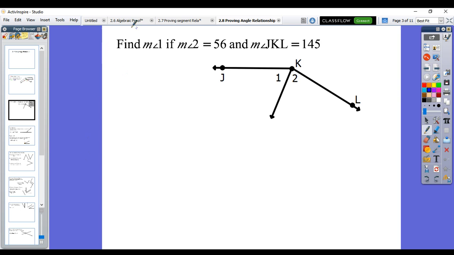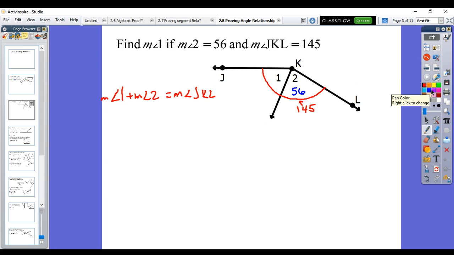All right, so find one. Find the measurement of angle 1 if the measurement of angle 2 is 56. Let's put that in. So this is 56. And then the measurement of JKL, so that's the whole thing, the measurement of the whole thing is 145. So we can pretty much say, hey, the measurement of angle 1 plus the measurement of angle 2 equals the measurement of the whole thing JKL. That's the general idea right there.